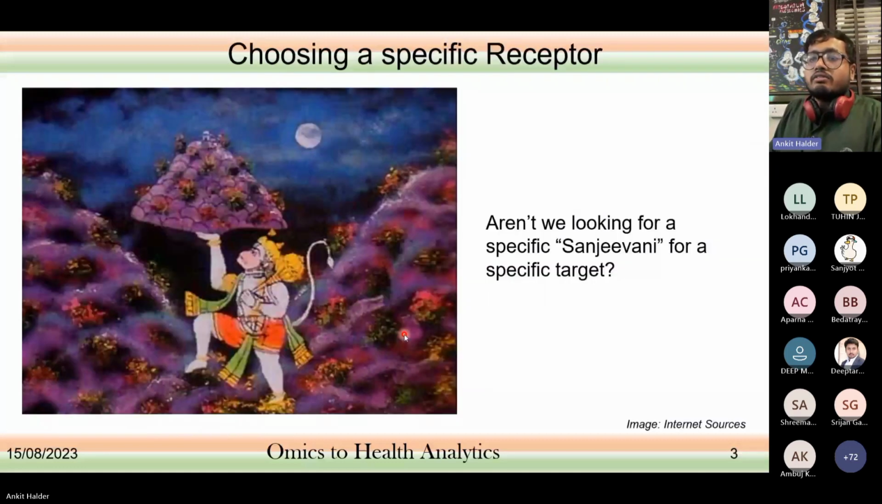So here I wanted to bring you the concept of Indian mythology. We all know how Hanuman ji was asked to take the Sanjeevani for the specific disease. But see, the concept remained the same: how to choose that particular ligand or molecule for that particular receptor that will act or work the best.